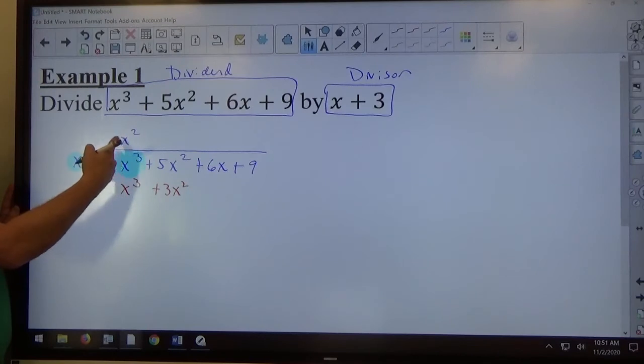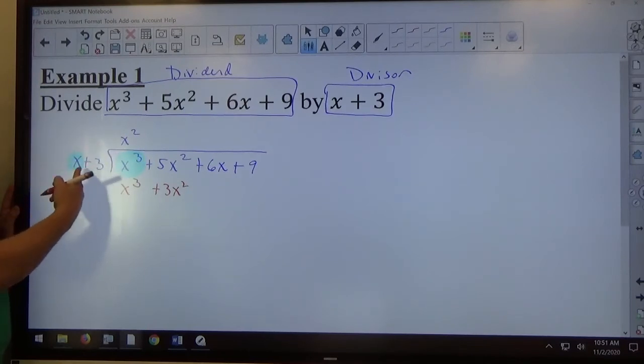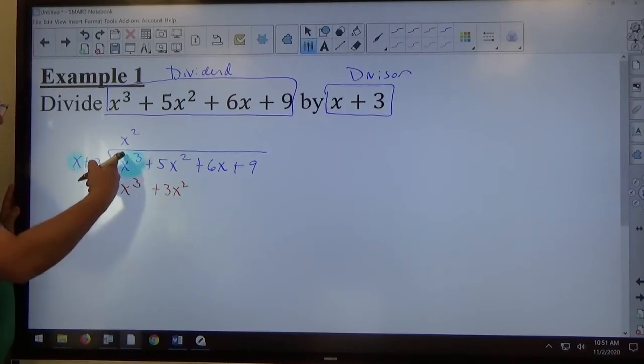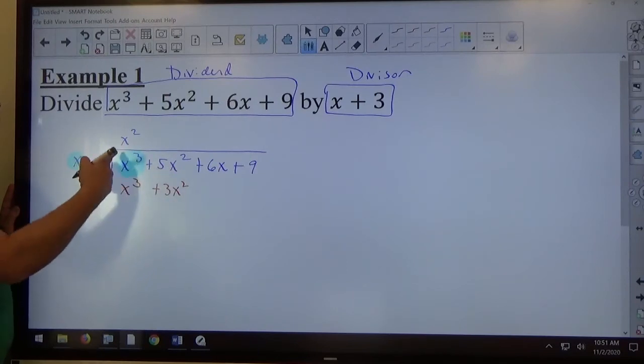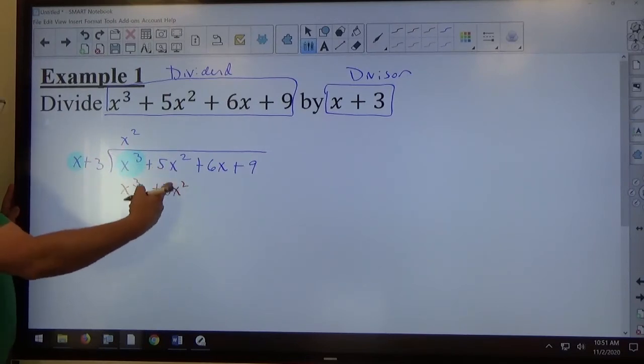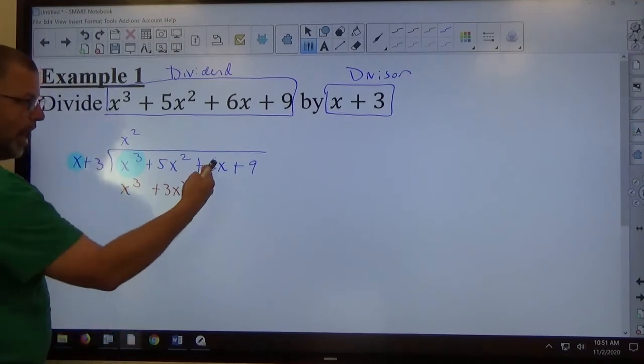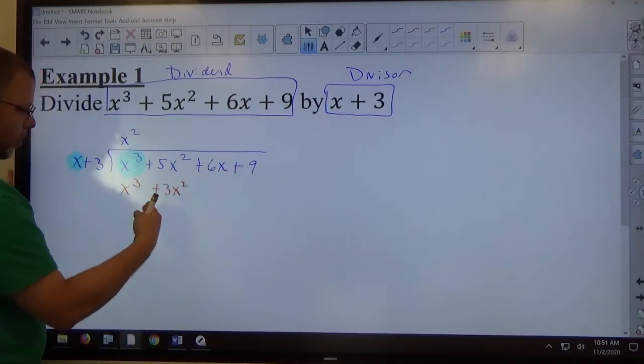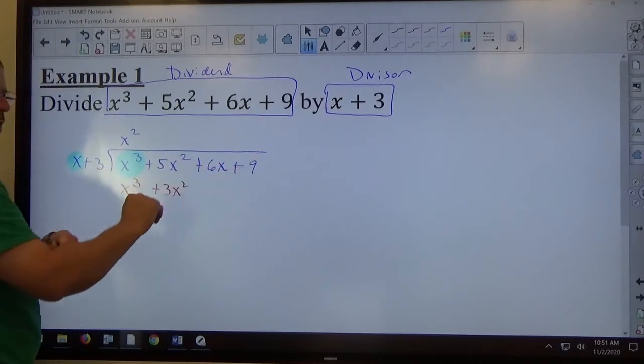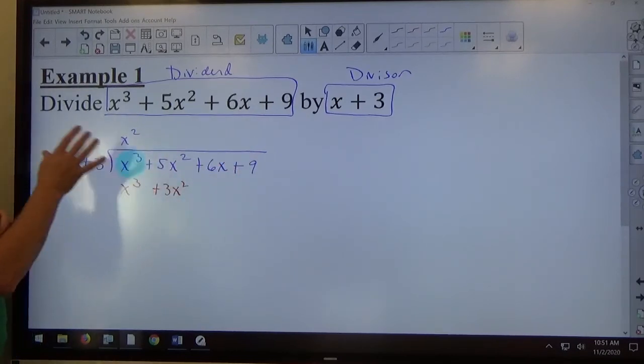Take the answer you just got, distribute it, multiply it by both parts of this to get some product, lining up like terms in the process. X cubed goes under x cubed, 3x squared goes under 5x squared. All right. Notice x and constant didn't show up, so nothing happened over there. That's just kind of over there out of the way right now. Everything's happening on this part of the problem.